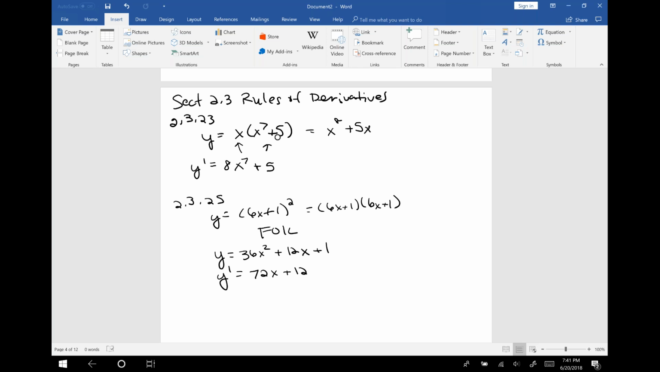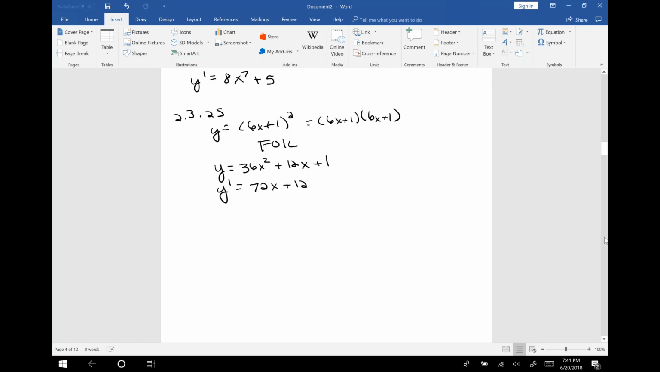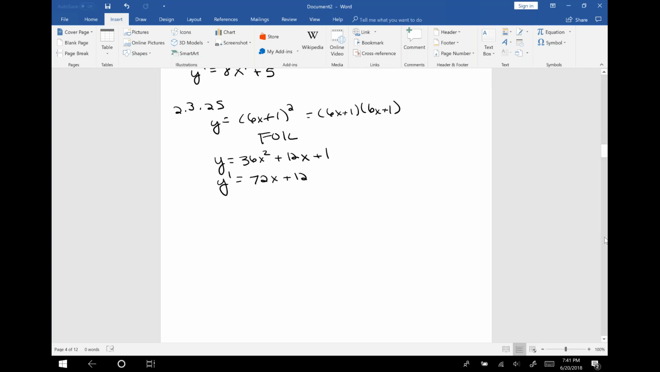And then also we need to be able to use the quotient rule. So problem 2.3.38, if we have y is equal to (4x minus 8) divided by (x minus 8), and we want to use the quotient rule, y prime.